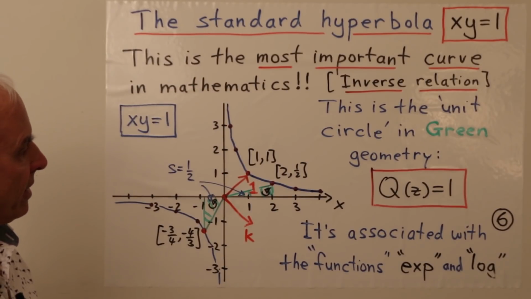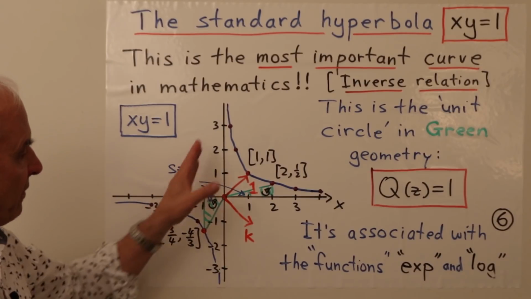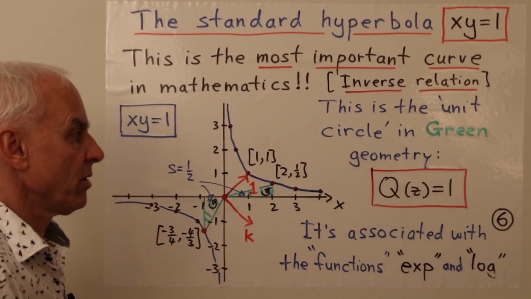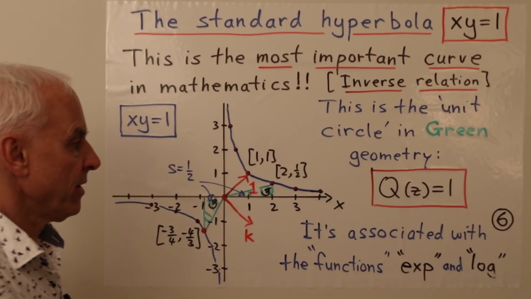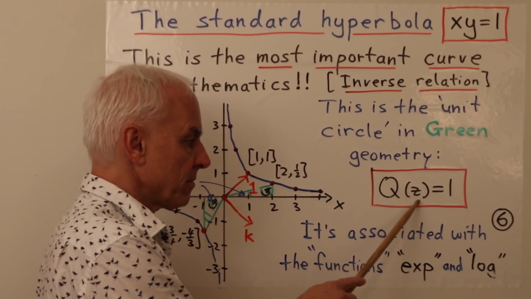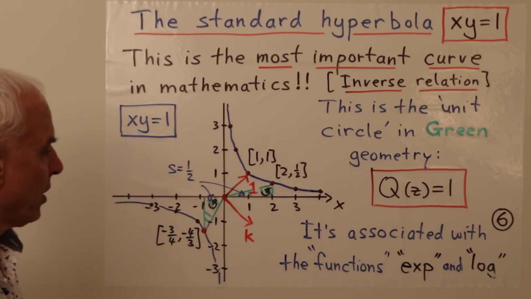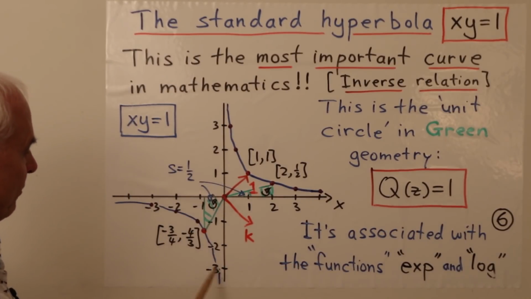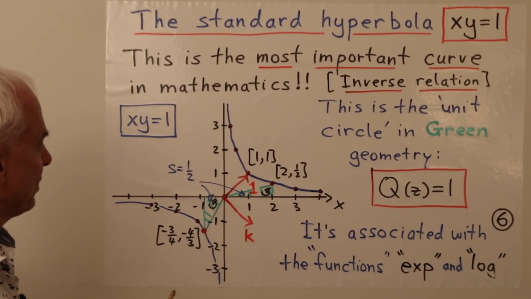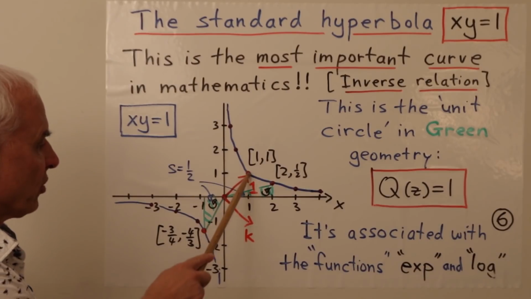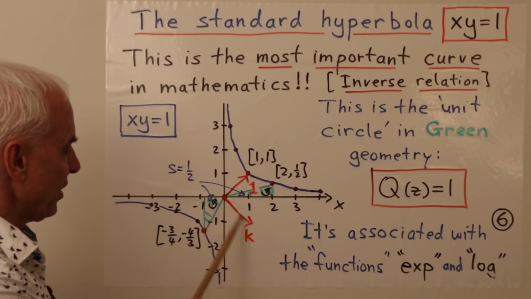Okay, and for us, the identifying feature of this particular curve is that it's the unit circle in green geometry. It's defined by being the green complex numbers whose quadrance is 1. Okay, and here it is. Rough picture. There's two branches. We've already talked about some of the points. There is the vector 1 and the vector k.